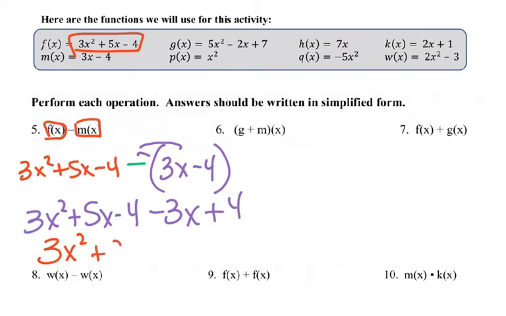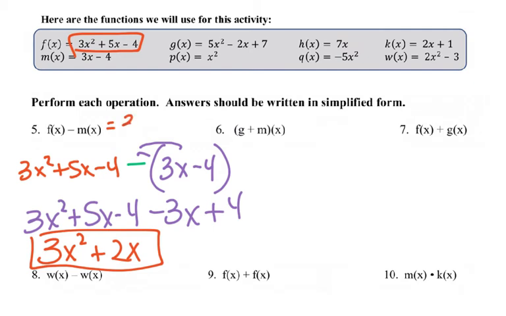Combine your like terms and the 4's cancel out. And so that's what f of x minus m of x is equal to. So I'm going to come back up here and I'm just going to write this so I can erase the rest of this.